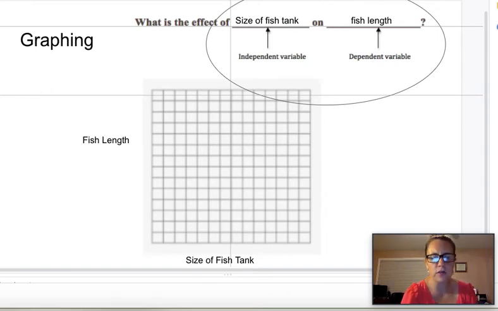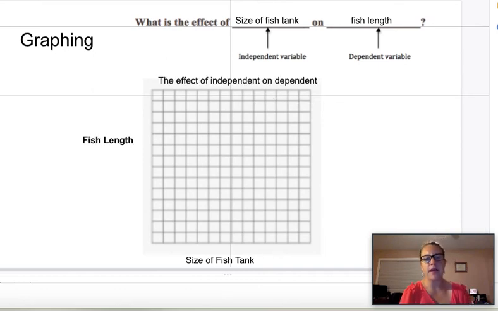And then you want to make sure that you write a good title that describes your data. And in this case, remember, we always want to do the effect of independent on dependent. So for this data, you would do the effect of size of fish tank, the independent variable, on the fish length, the dependent variable.